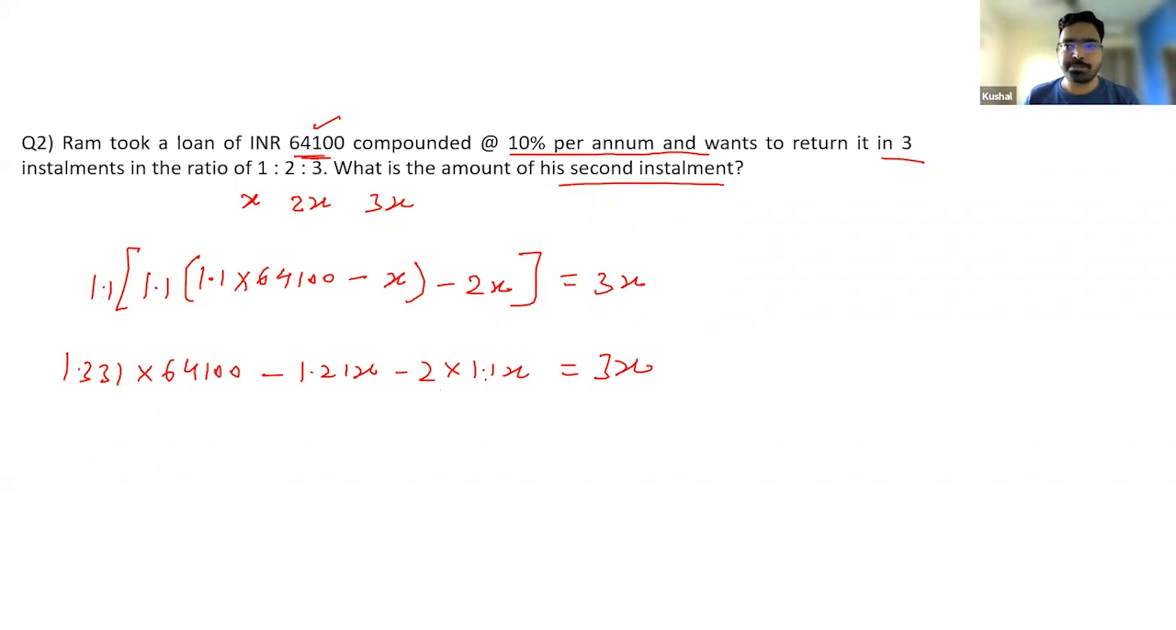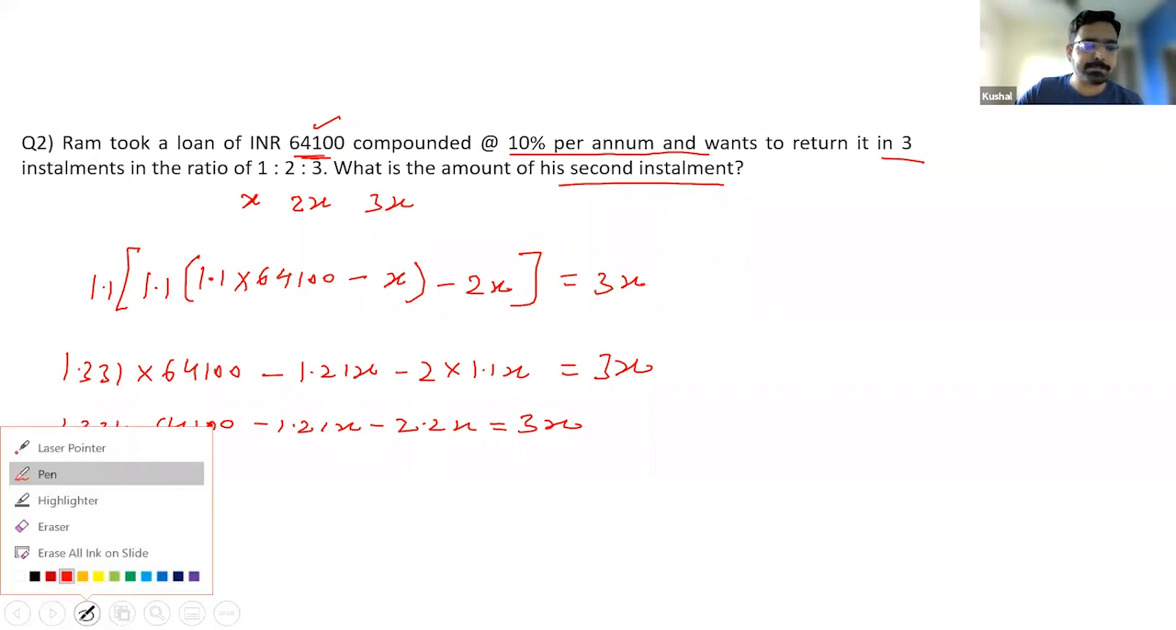Let's move on. So we try to get down to the value of x from this entire equation. 1.331 into 64,100 should be equal to minus 1.21x and minus 2.2x is equal to 3x is what we are talking about, right? So let's just multiply 1.331 into 64,100. Just give me a second.